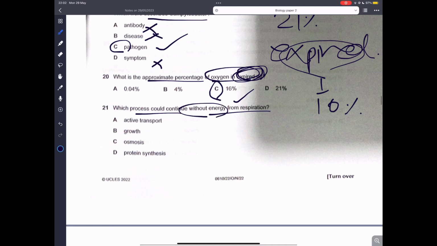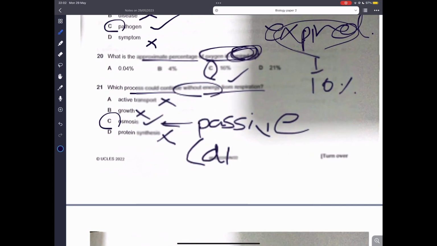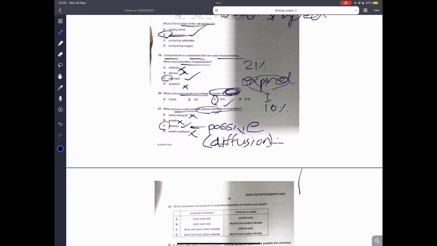21. Which process could continue without energy from respiration? Now, active transport needs energy, growth needs energy, protein synthesis needs energy, but osmosis does not need energy as it is a passive form of transportation. It is the same as diffusion but for water molecules. And it does not need energy, so C is the correct answer.